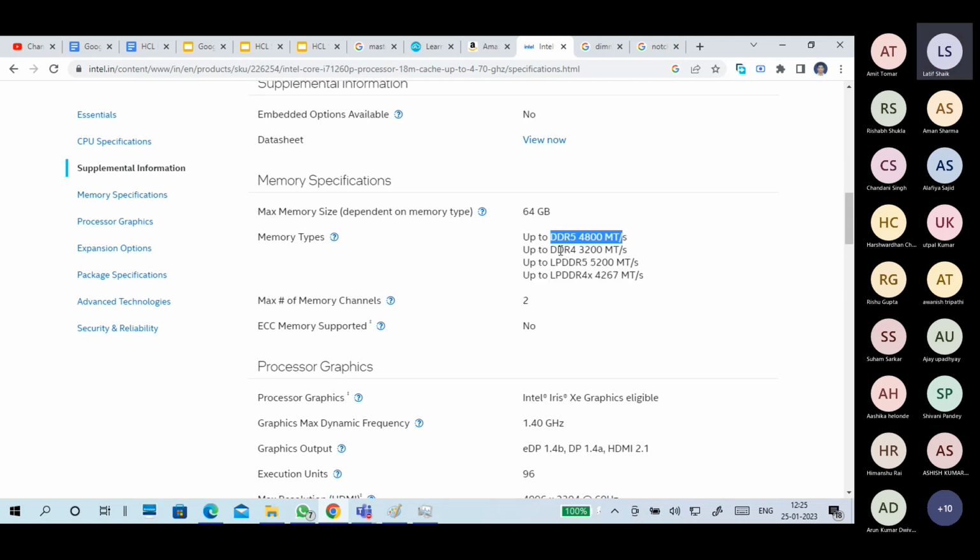DDR5. This is DDR4. This is DDR5. This is DDR4. Any of these types of RAM we can buy and insert, but very important is the processor support. Motherboard support is also important.